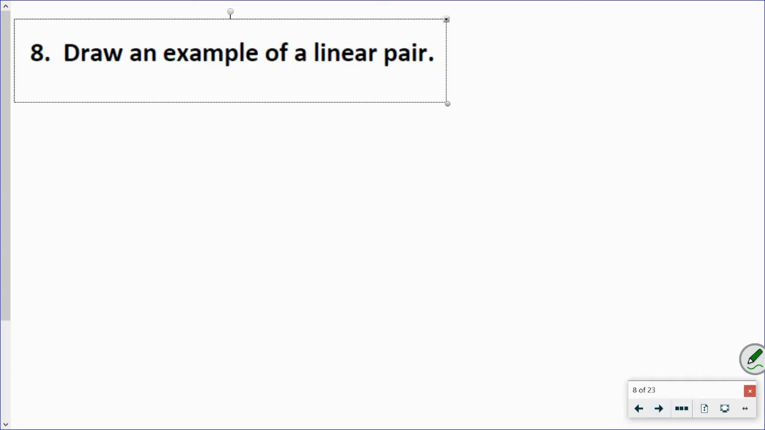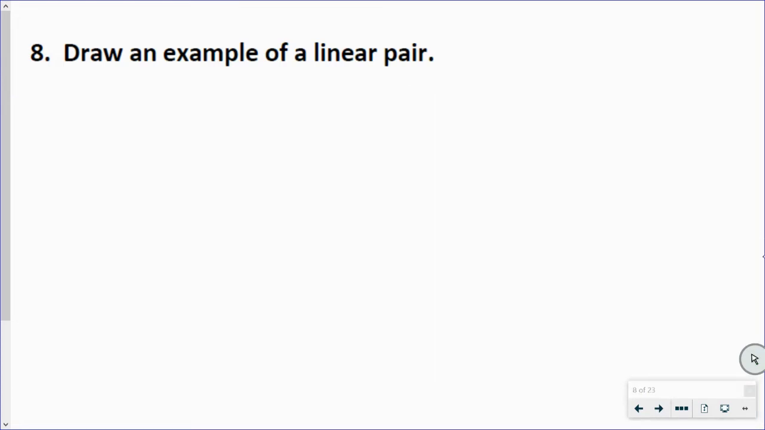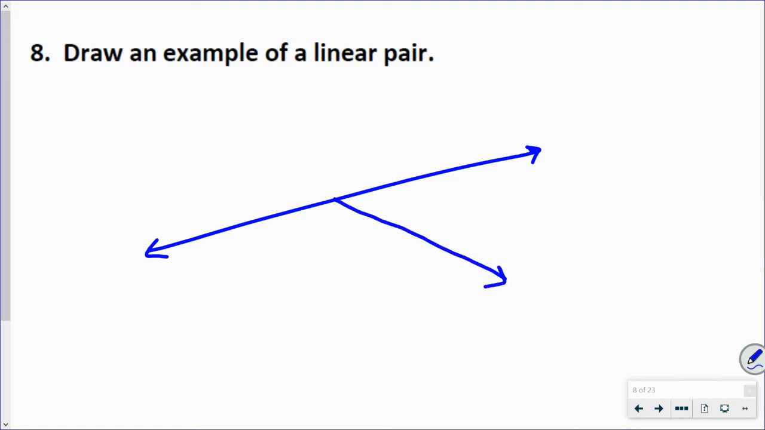Draw an example of a linear pair. Okay, we kind of did this on the first page, but your linear pair has to connect, has to form a line. So we just draw a line, and then we can draw an angle or a ray off of that. We're going to label some points here. Remember, a line has to have at least 2 points. So W, X, Y, Z. Okay, and I got that ray there.